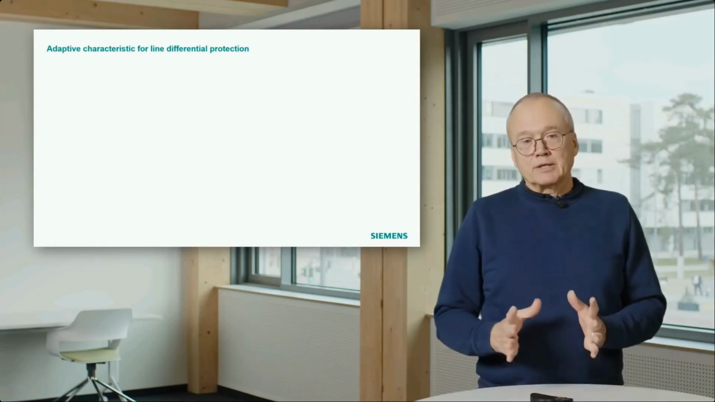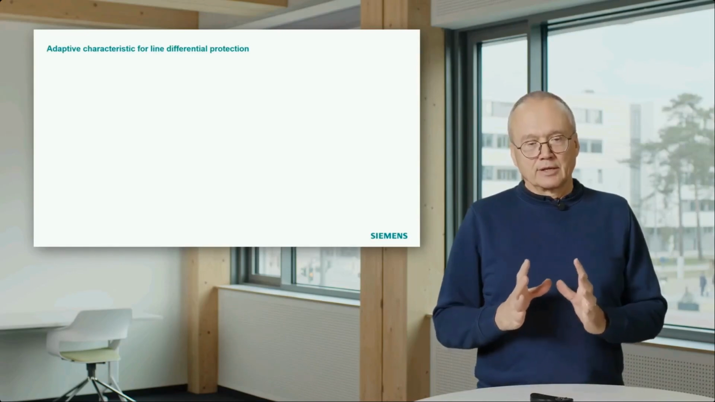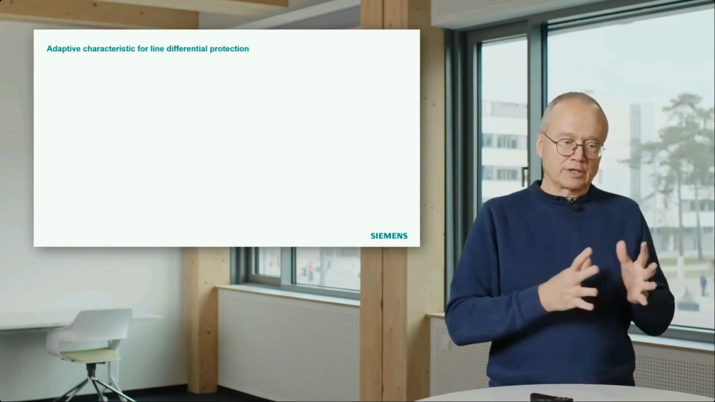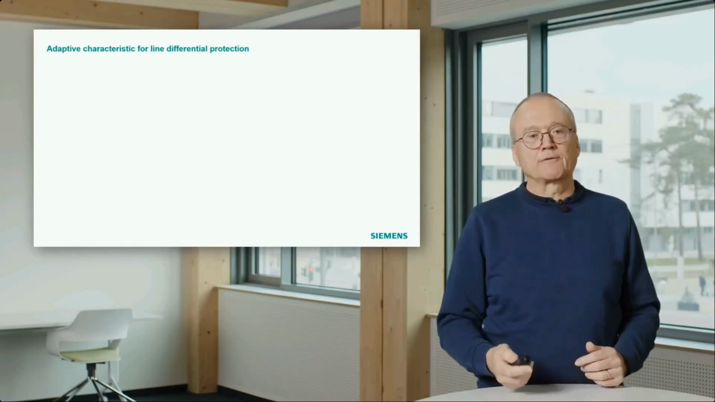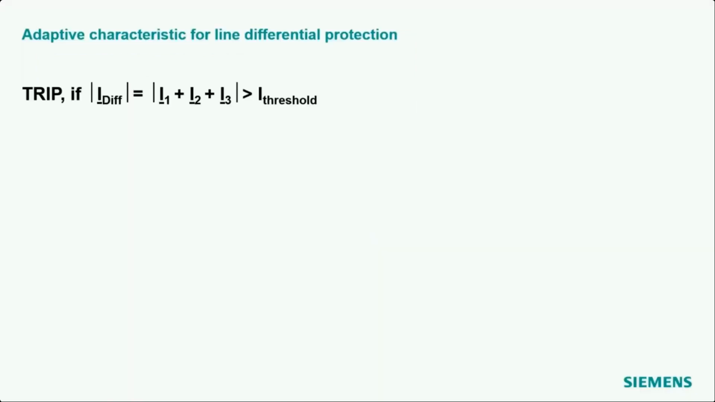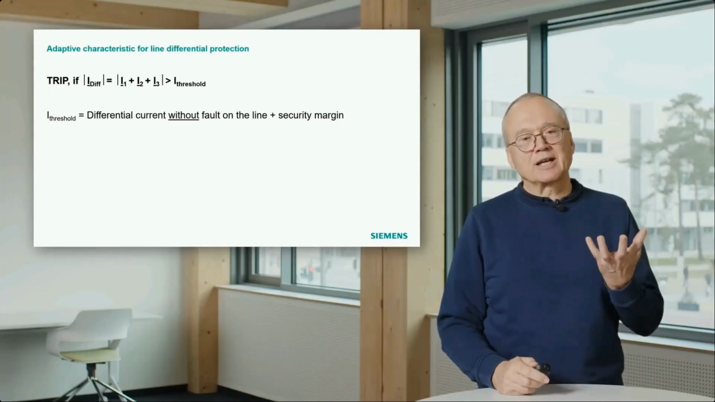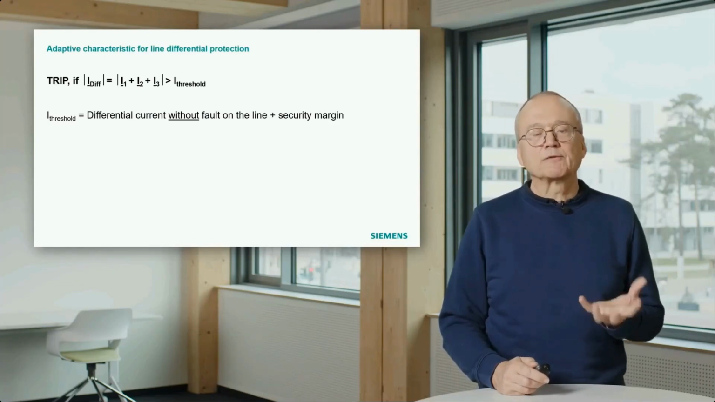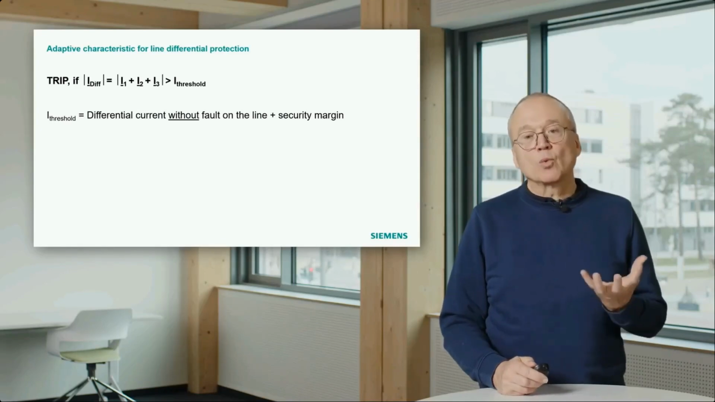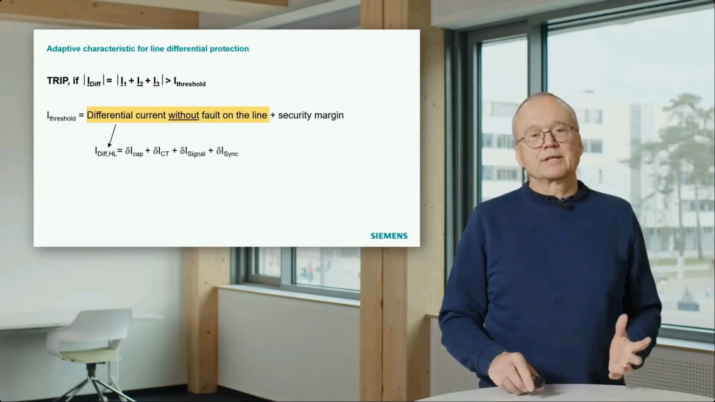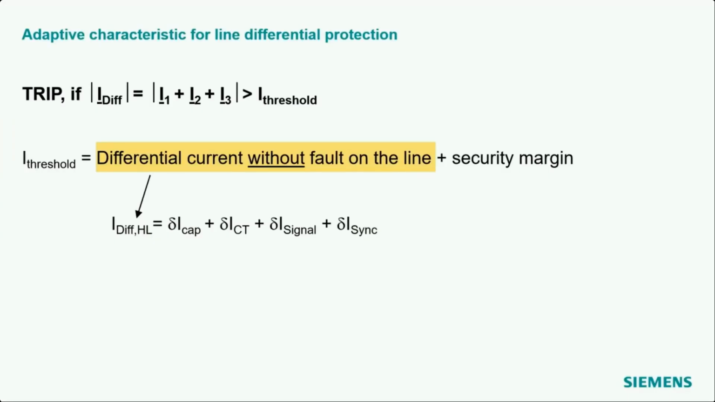I mentioned already in the first part, in our line differential protection we do not use the traditional differential current and restraint current characteristic. We have an adaptive scheme. That is again the principle: we trip if the differential current is above the threshold, and the threshold should be the differential current without a fault on the line plus some security margin. Now we have to discuss how we can estimate what the maximum differential current on a line without a fault can be. This differential current, which we can measure without a fault, consists of different parts, and we will look at them one after the other.